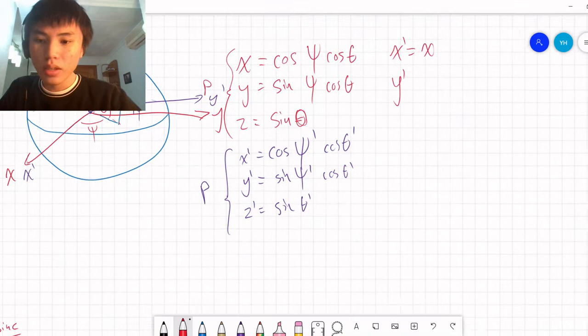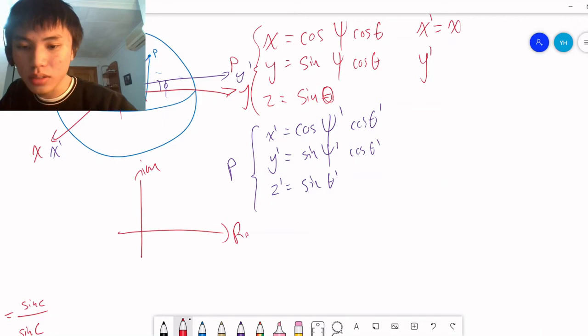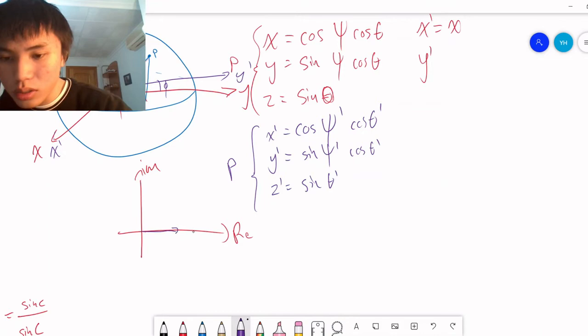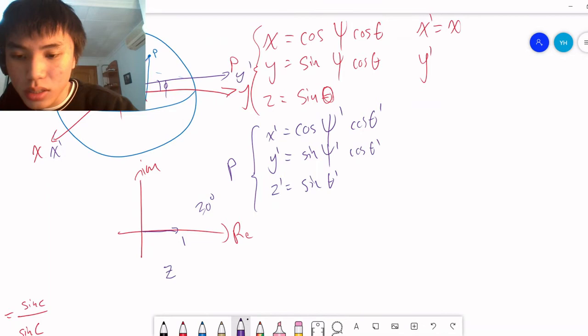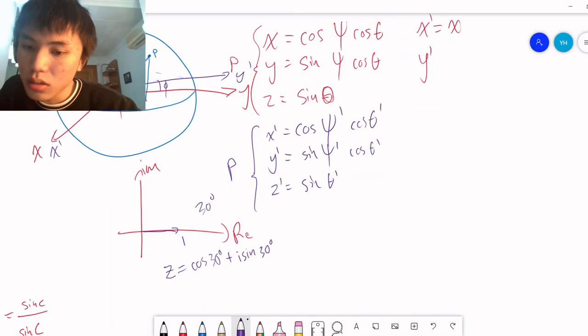Imagine we have the complex plane. Here's the imaginary axis, and here's the real axis. If we want to rotate a point, 1, for instance, by, say, 30 degrees, we would multiply it by a certain number. And this number, let's call it z, is going to be equal to cosine 30 degrees plus i sine 30 degrees. And that's how you rotate 30 degrees in complex numbers.